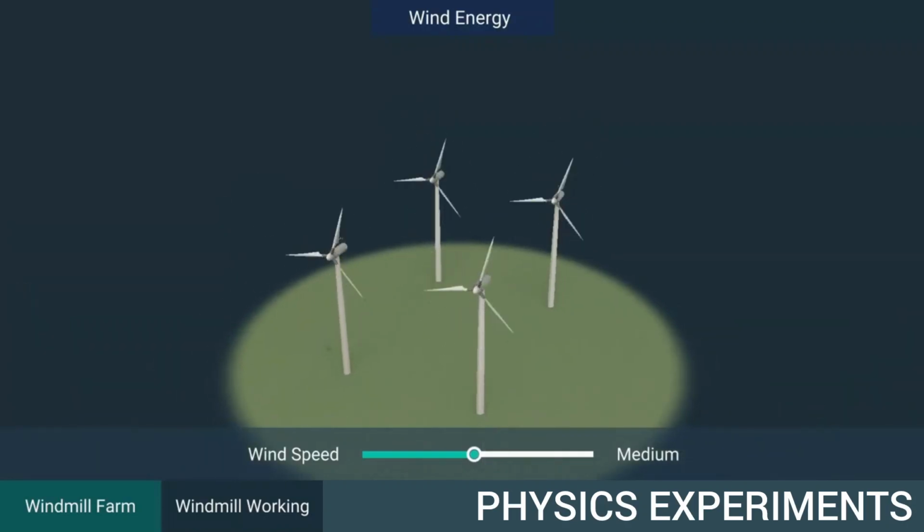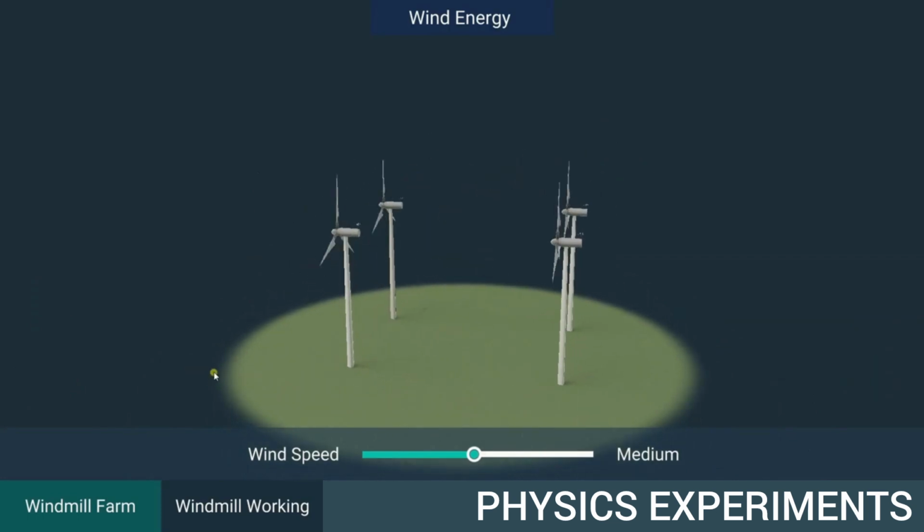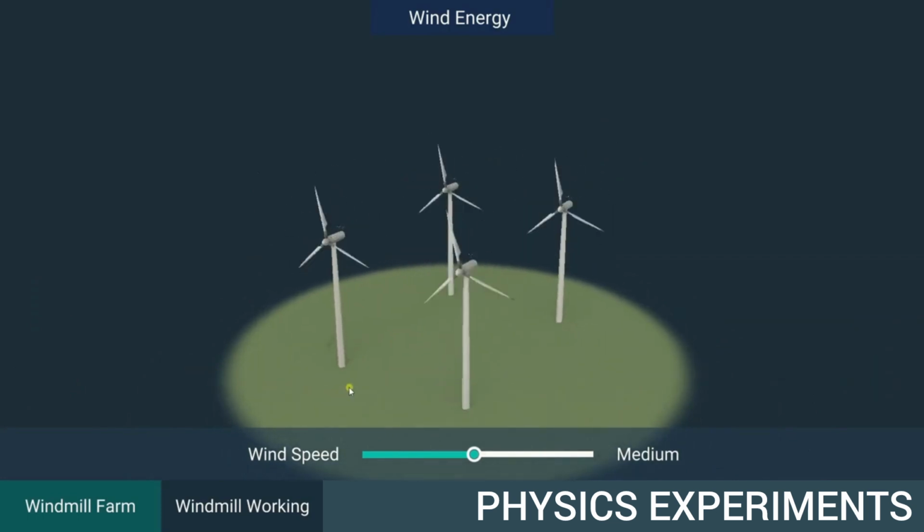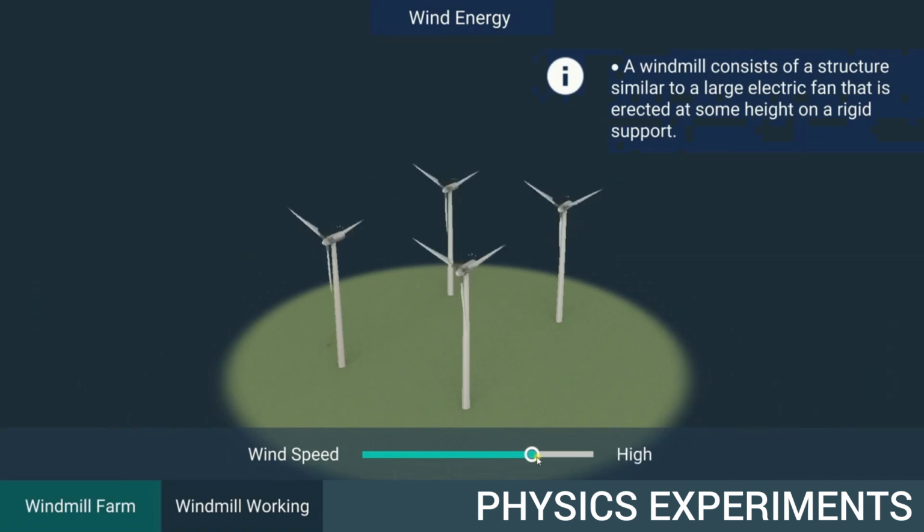What is wind energy and how do windmills work? Unequal heating of the land mass and water bodies by solar radiation generates air movement and causes winds to blow. This kinetic energy of the wind is called wind energy. This energy is used by windmills to rotate the blades and generate electricity.